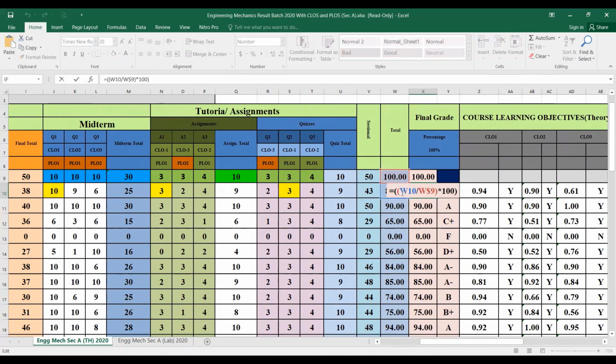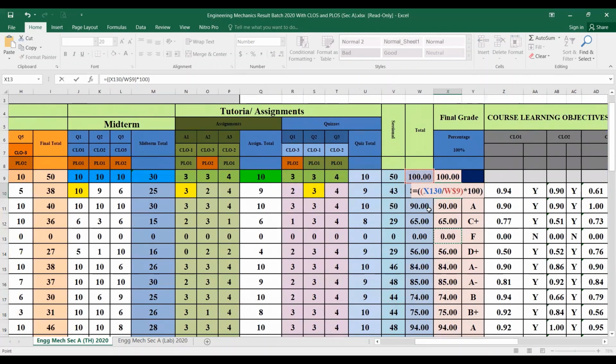So what you have to do, you have to take the total marks of attainment, whatever marks a student attains. For example, this student gained 81 marks. So you have to do 81 divided by 100 multiplied by 100, so it will be 81%, 90%, 65%.